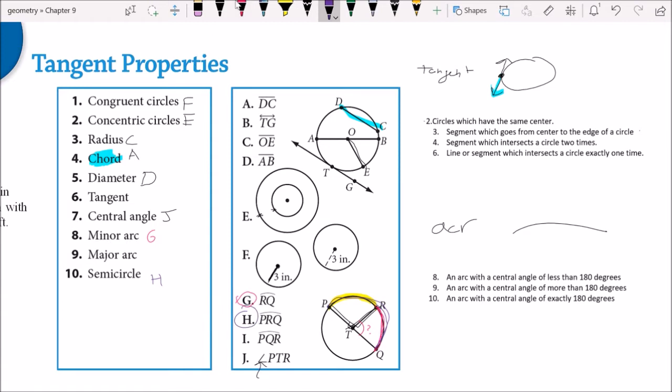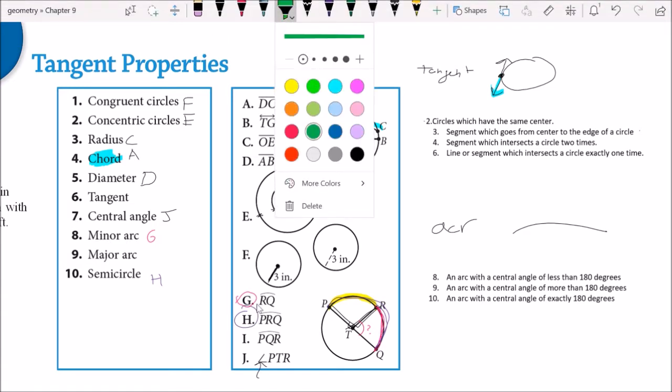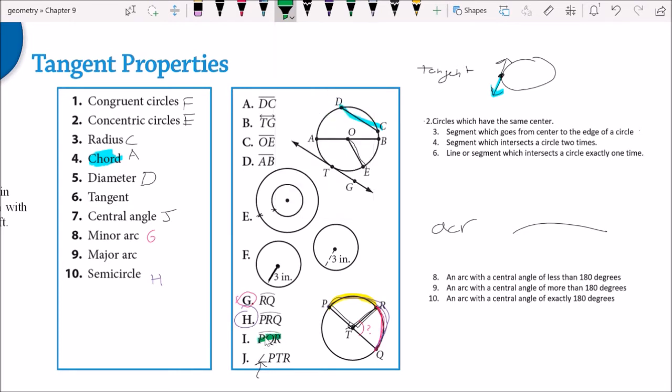And then PQR. Let's go back to highlighter for a minute. PQR. So I'm going to go from P to R. The reason there's 3 letters is it's telling me which direction to go. There's 2 ways to get from P to R. I can go this way or that way. Okay, but this one is actually telling me which way to go. It says go from P to R and hit Q along the way.